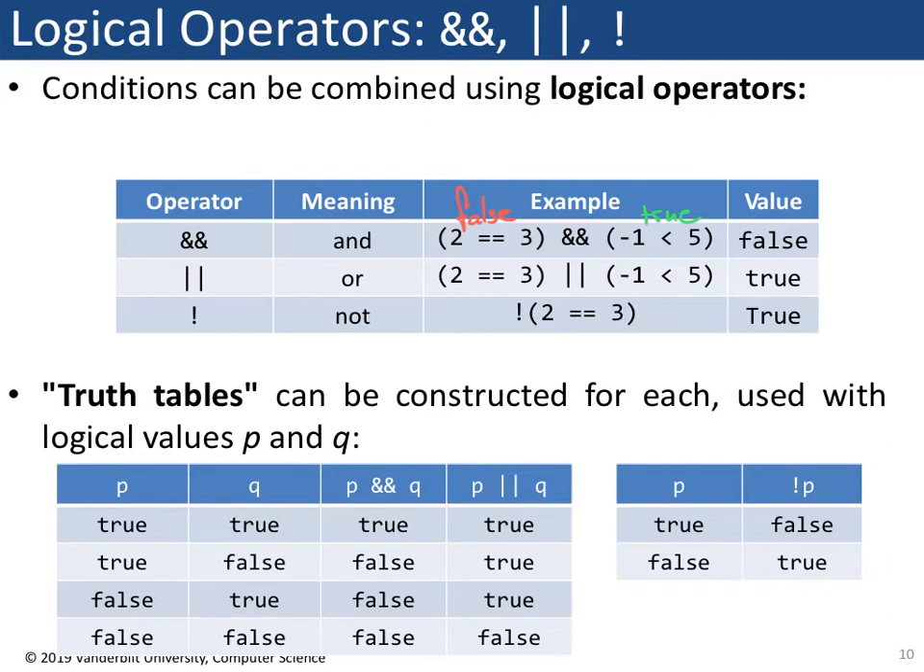We can draw the truth table for this, and it's drawn in the lower right. So in the situation where P is true, not P is false. In the situation where P is false, not P is true. So we're just inverting it. So our Boolean expression 2 is equal to 3 yields a value of false.